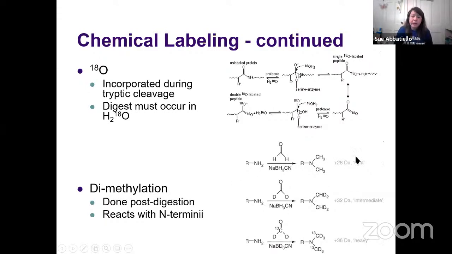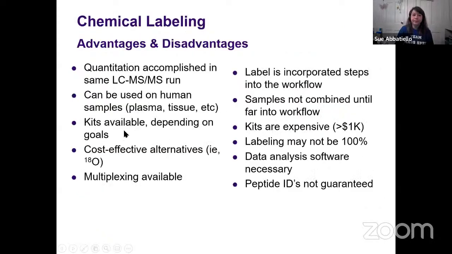Again, not super common, but if you're desperate, these are some things that can be used, and it's done post-digestion. It reacts with the N-terminus of the peptides, and it'll impart a light and a heavy version. These are deuterated, which, as long as you're not going above a certain number of deuterium, like 4 to 6, they'll still have the same chromatographic properties as the non-deuterated reagent.